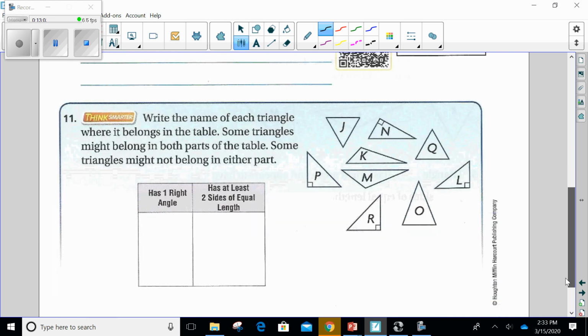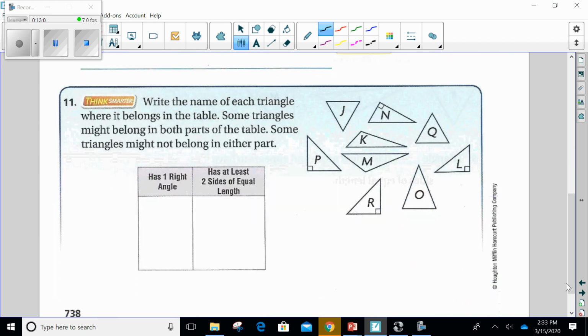I am not going to make you do 10 because we do not have a ruler, but we're going to go on down to 11. Write the name of each triangle where it belongs in the table. Some triangles might belong in both parts of the table. Some triangles might not belong in either part. So let's go to, has one right angle. Well, I see N. I see P. I see L. I see R. That makes it easy. Those little boxes help, don't they?